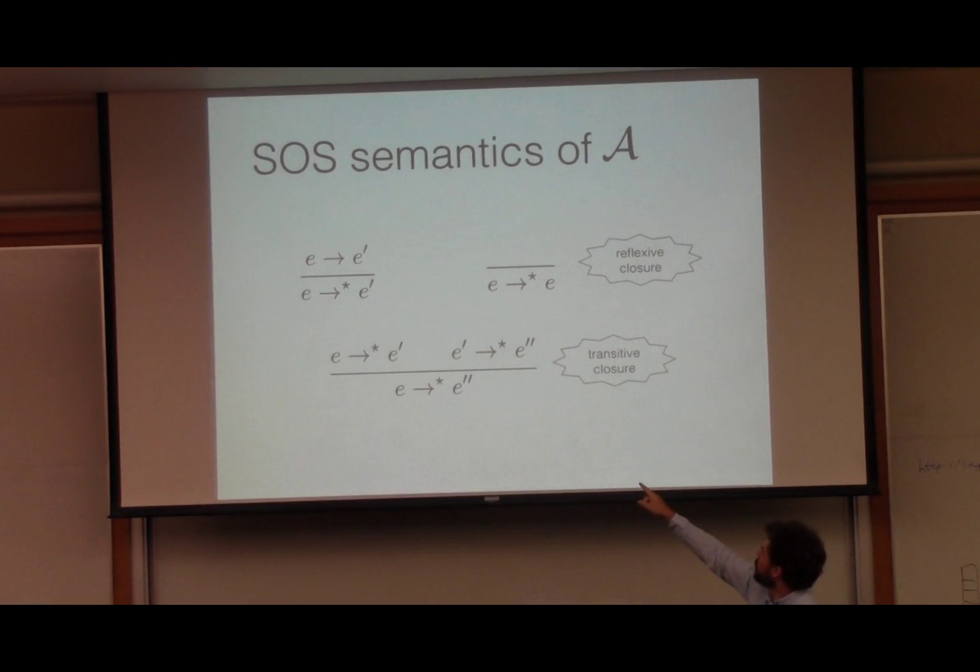holds. So if you can get there in one step, you can get there in zero or more steps. You can always get to the same expression in zero steps. That's what this top right rule is saying. That's the reflexive closure of the relation. And then we can also take the transitive closure of the relation, saying if you can get from E to E prime in zero or more steps, and E prime to E double prime in zero or more steps, you can get from E to E double prime in zero or more steps.